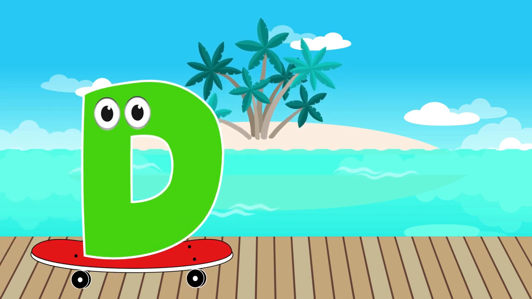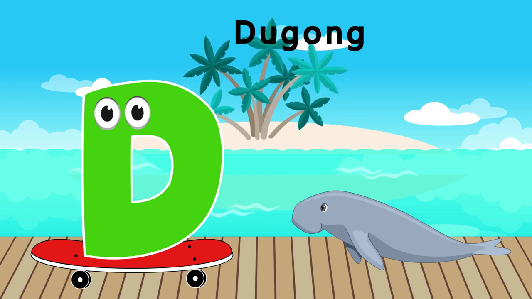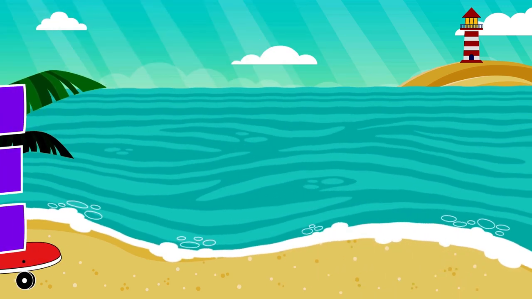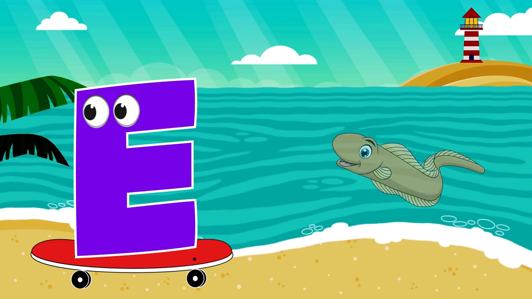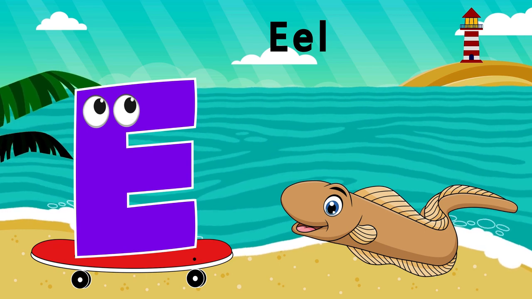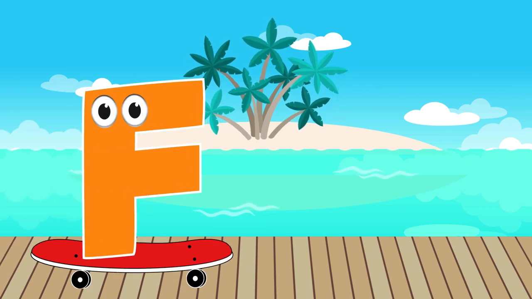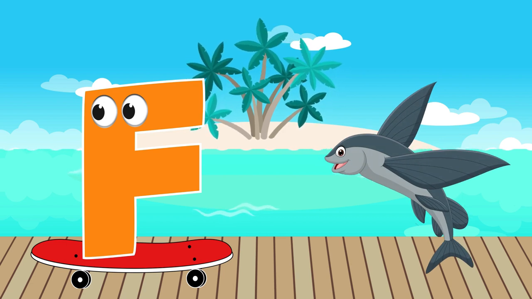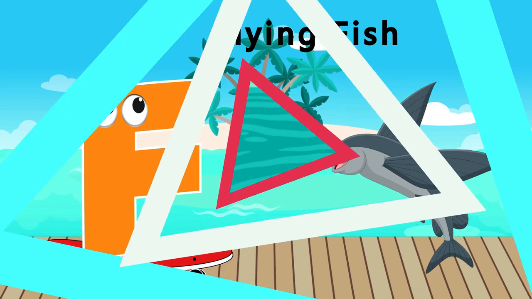D is for dugong. Gentle, seagrass, mermaid. E is for eel. Slippery, serpentine, electric. F is for flying fish. Gliding, airborne, escape.